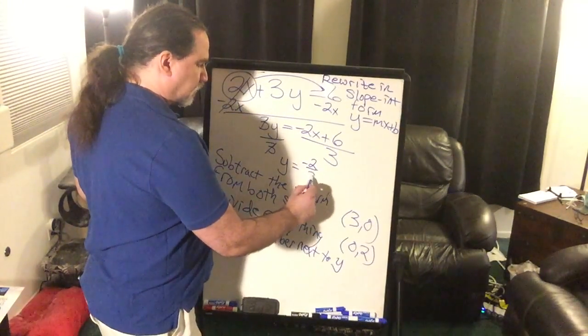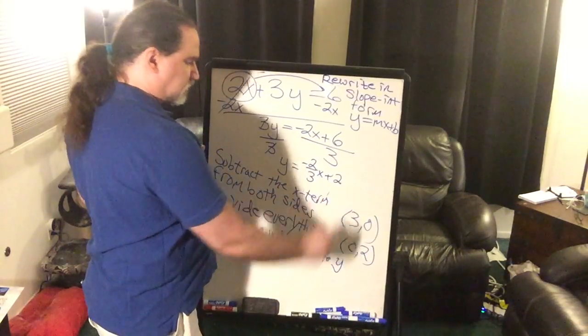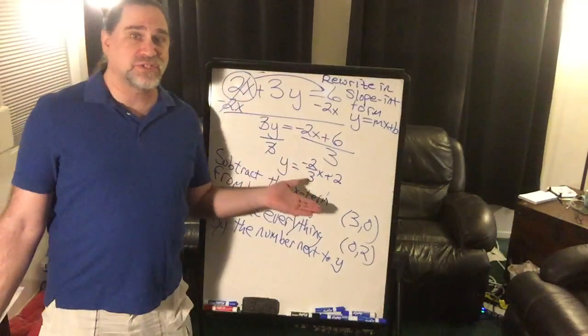Negative 2 over 3, x. 6 divided by 3 is positive 2. And now I have an equation in slope-intercept form.